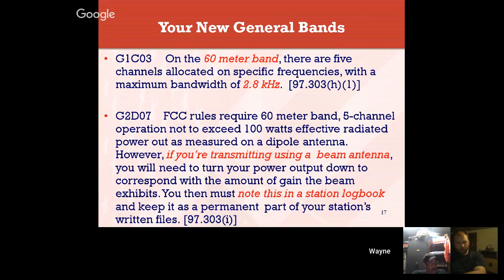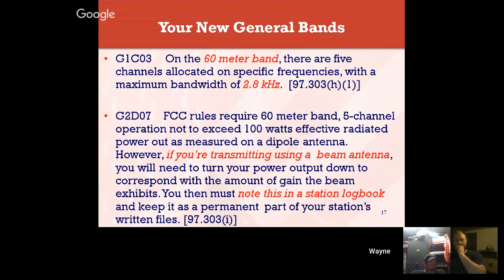Okay, the rules require 60-meter band, 5-channel operation not to exceed 100 watts effective radiated power out, measured on a dipole antenna. However, if you're transmitting using a beam antenna, you will need to turn your power output down to correspond with the amount of gain the beam exhibits. You then must note this in a station logbook and keep it as a permanent part of your station's written files. So this is where it's a good idea, and as a matter of fact, you really should keep your logbook as a necessity, just so that you can cover yourself.